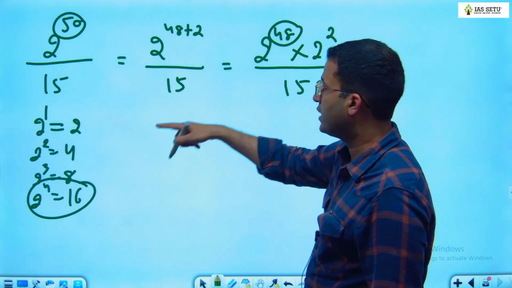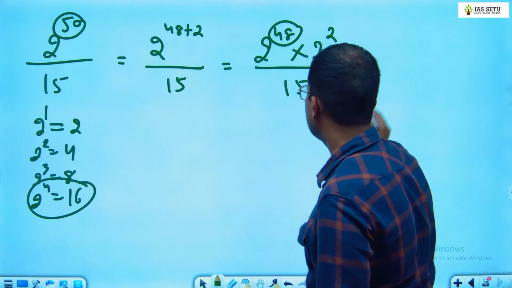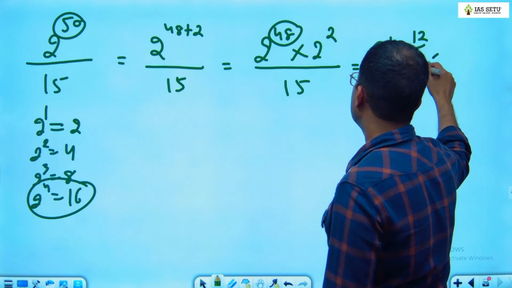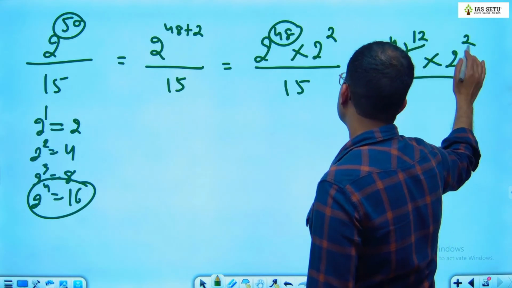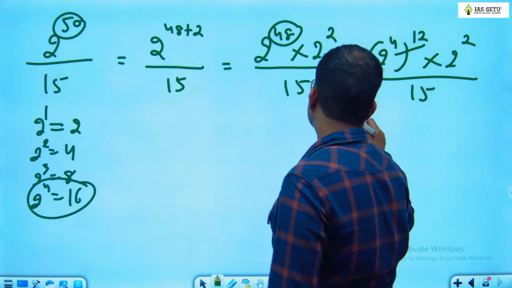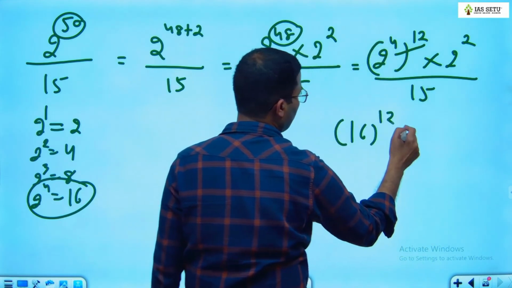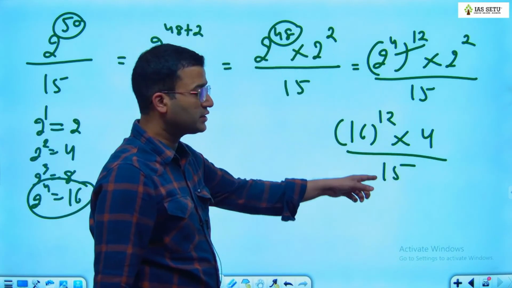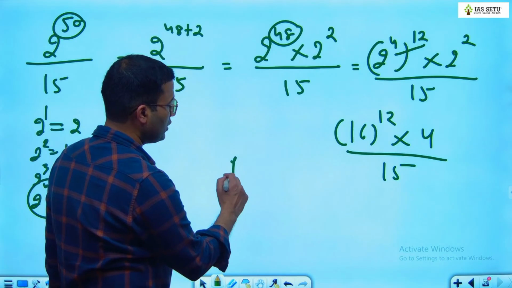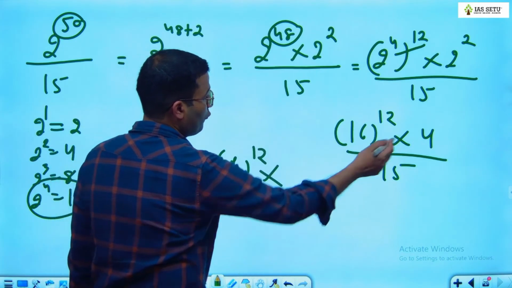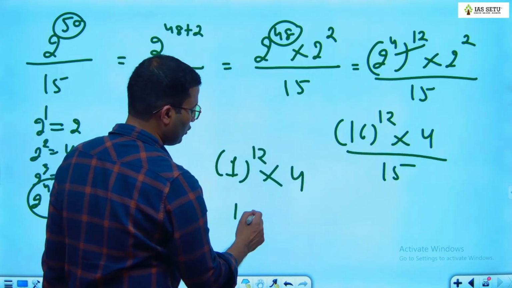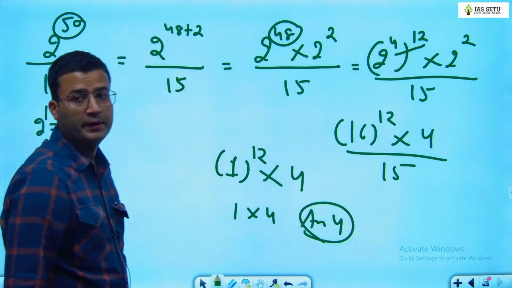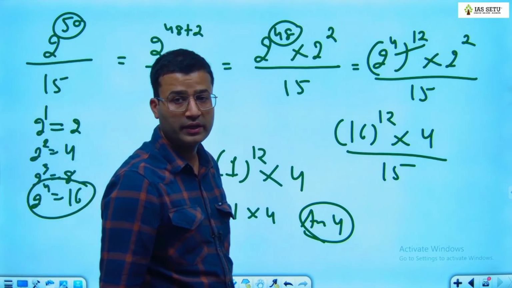This 48 can be expressed as a multiple of 4. How? 2 is to power 4 bracket 12. Total power 48 plus 2, 50. Total power is the same. So this becomes 16 is to power 12 into 4 divided by 15. Every 16 with respect to 15 remainder 1. How many times? 12 times. 4 with respect to 15 remainder 4. So 1 into 4, our answer is 4. Understood once?